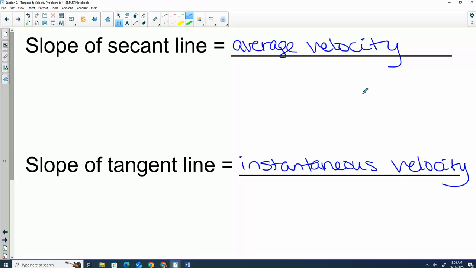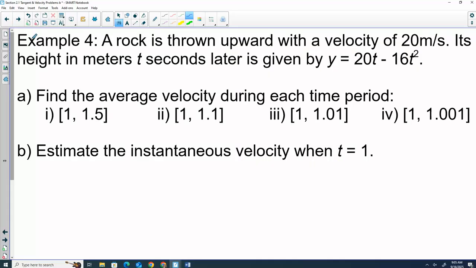So let's look at a problem involving average and instantaneous velocities. A rock is thrown upward with a velocity of 20 meters per second. Its height in meters t seconds later is given by this equation. So here's our height formula. I want the average velocity during each time period. What I gave you here, these aren't ordered pairs, this is an interval, so it's saying when t equals 1 and t equals 1.5. I want the average velocity from those 2 points.